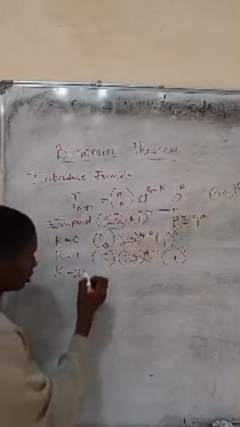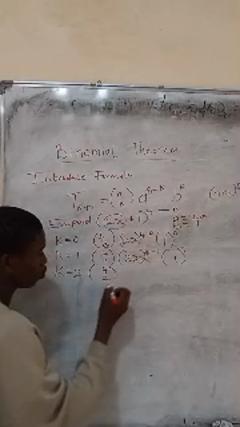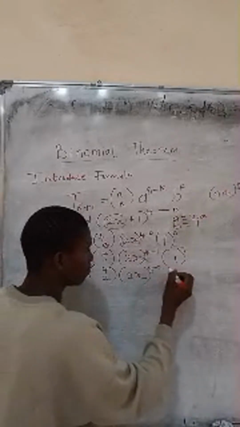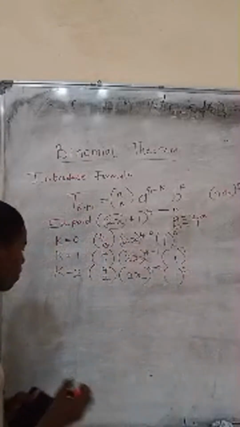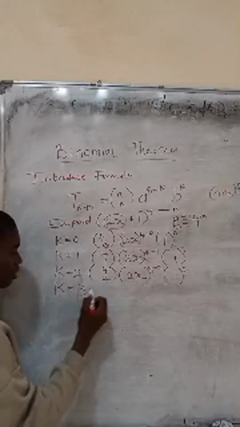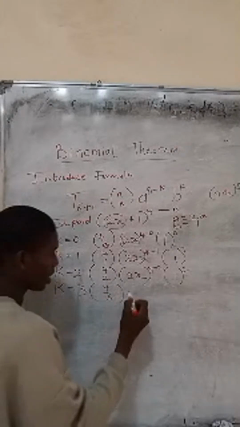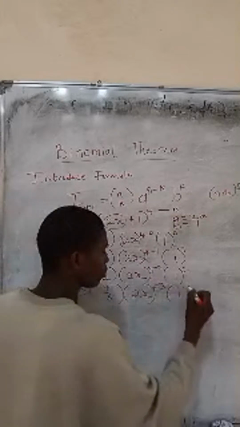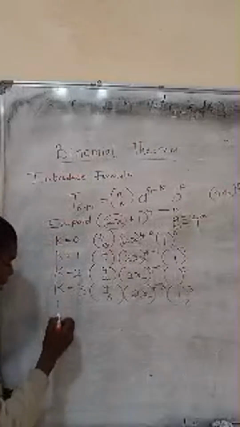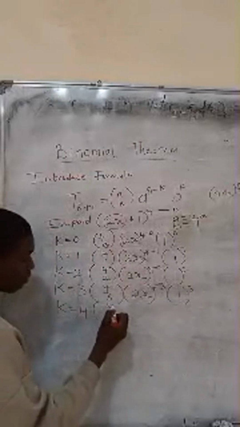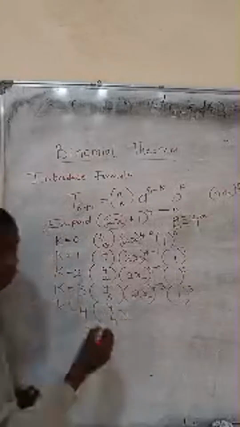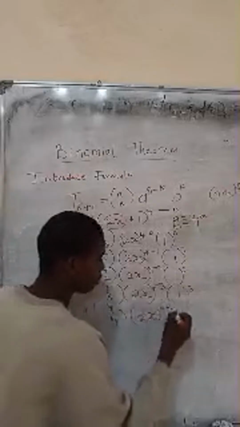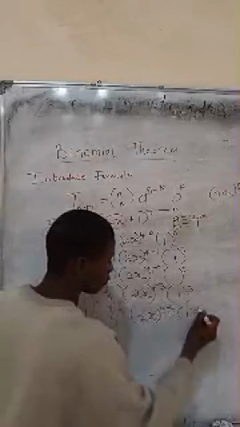So now let's continue. From this place, I will start with my 4 and 2. Then from this point, I will still have my 2x, 4 minus 2, 1 is equal to 2. Then let my k be equal to 3. So I have 4 and 3, and I have 2x, 4 minus 3, 1 is equal to 3. The same thing continues. My k should be equal to 4. I will have 4 and 4. Then I will have 2x, 4 minus 4, then 1 is equal to 4.